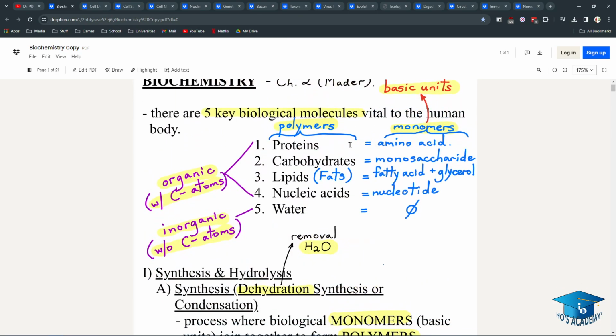But yeah, 4 polymers, 4 monomers: proteins, amino acids; carbohydrates, monosaccharides; lipids, fatty acids and glycerol in a 3:1 ratio. That'll be important for later. And nucleic acids are nucleotides.